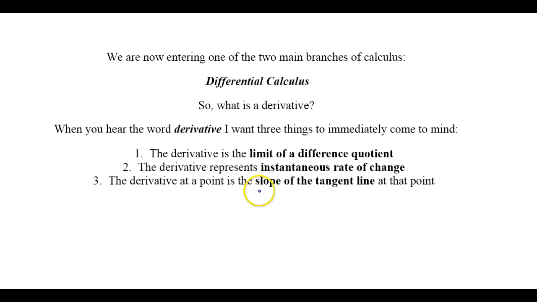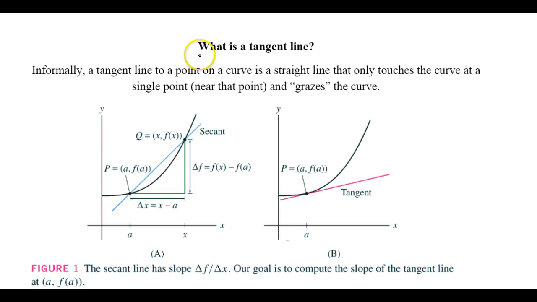And the first one that we're going to take a closer look at is that the derivative at a point is the slope of the tangent line at that point. So we just defined a derivative to be the slope of a tangent line. But what is a tangent line? Informally, a tangent line to a point on a curve is a straight line that only touches the curve at a single point near that point and grazes the curve.